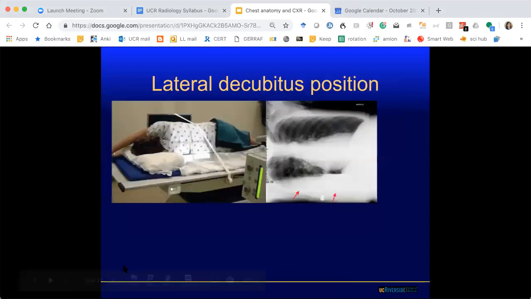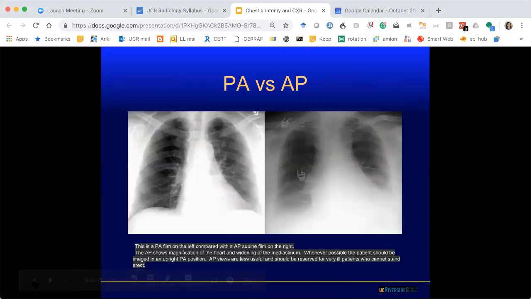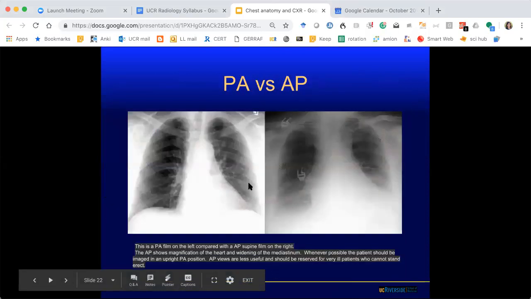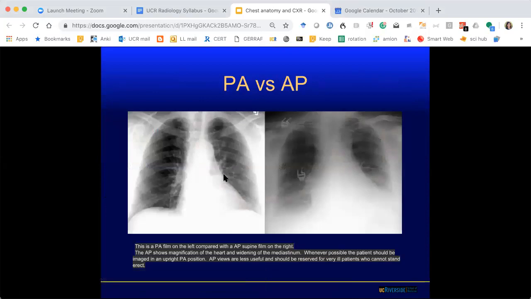So here is, where are we? Positioning. Okay, so we talked about that. So the difference between a PA and AP. Which image, the right or the left, my right or the left side, which image is AP? The left is AP, yeah. Why do you say left is AP, Kathy? You're right. Why?